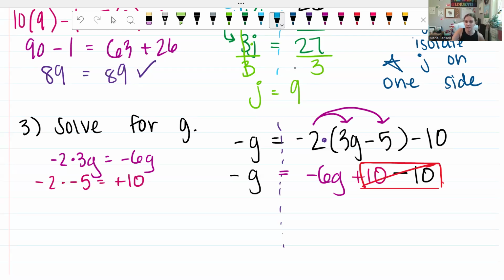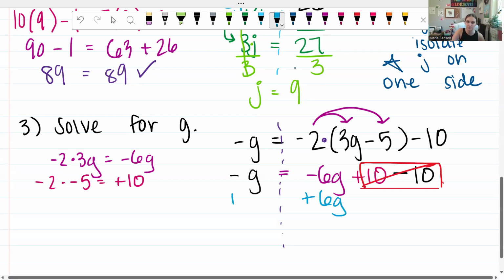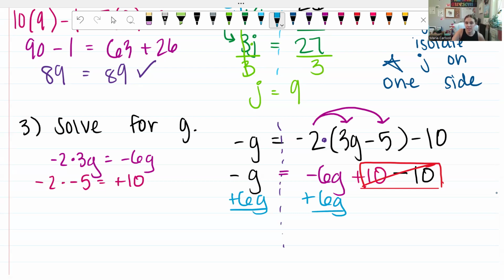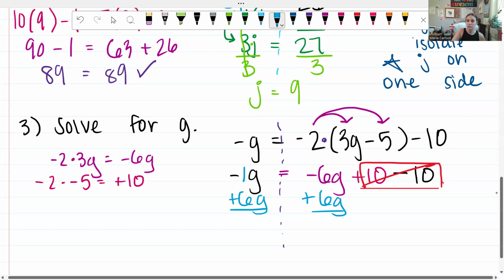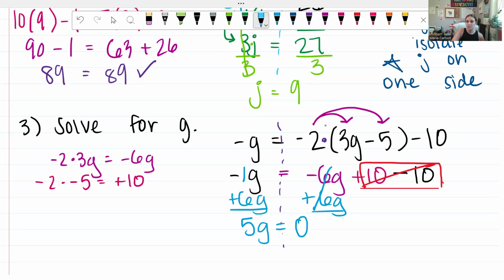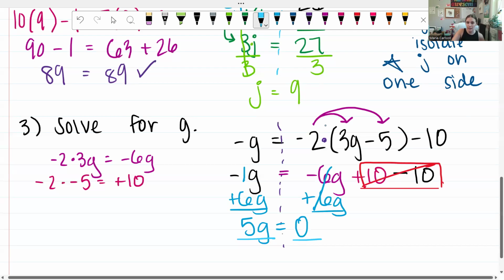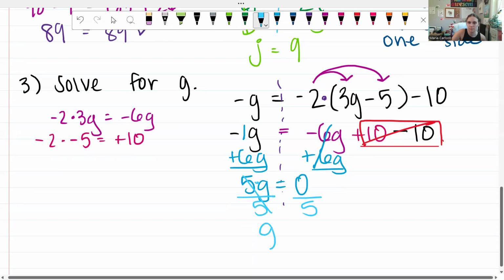It's negative, so to move it, I will add 6g to both sides. On the left-hand side, this is like a negative 1g. So negative 1g plus 6g is 5g, which is equal to the negative 6g plus 6g canceled out. So that's just equal to 0. And lastly, to get g all by itself, I would just divide both sides by this 5, which doesn't really do much because 0 divided by 5 is just 0. So g is equal to 0.